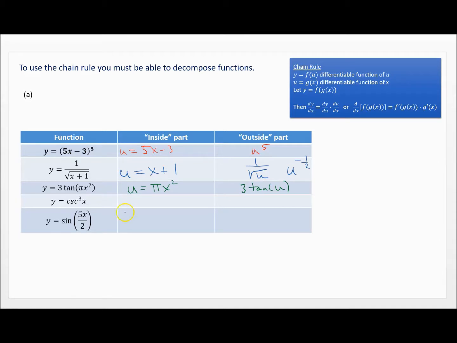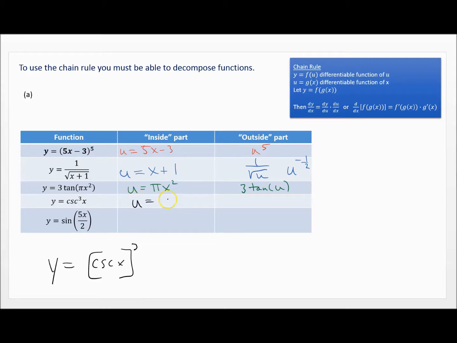cosecant to the 3rd of x? Now, here's what I want you to think about. I'm going to write this at the bottom. Cosecant to the third of x really is cosecant of x to the third. You really have to think about that when you see that notation, that third in the middle means the whole thing is to the third. So that may change your thoughts on your outside and your inside.